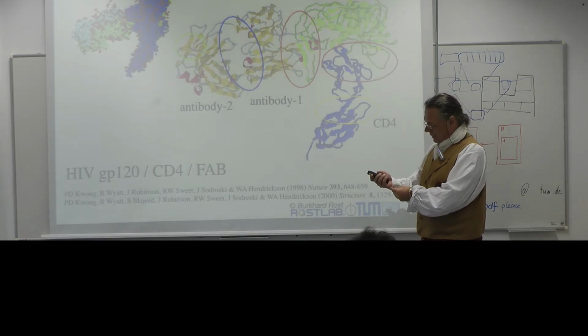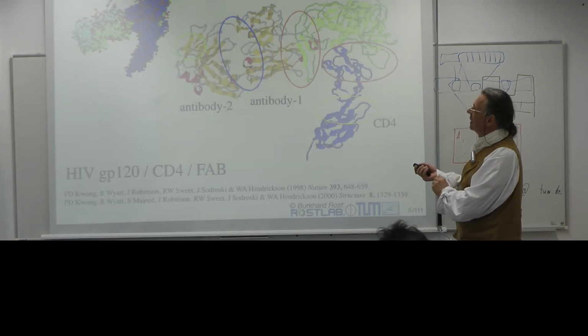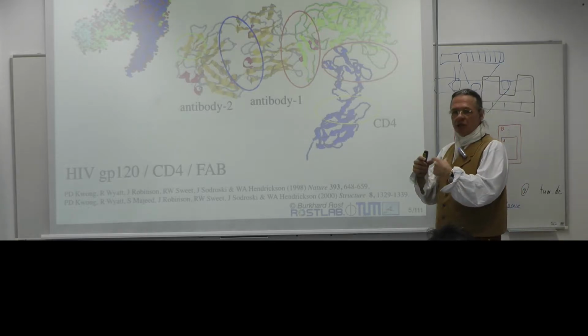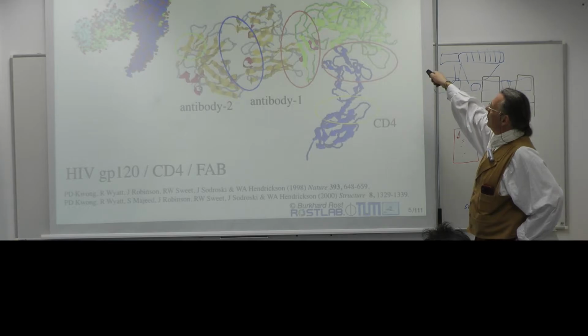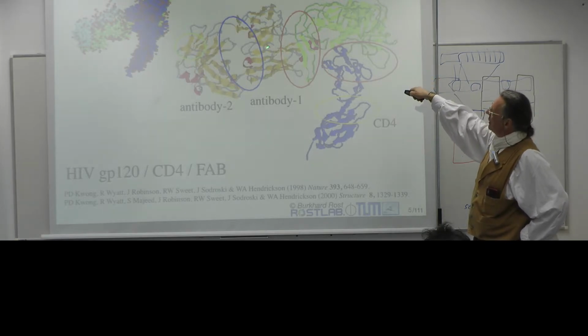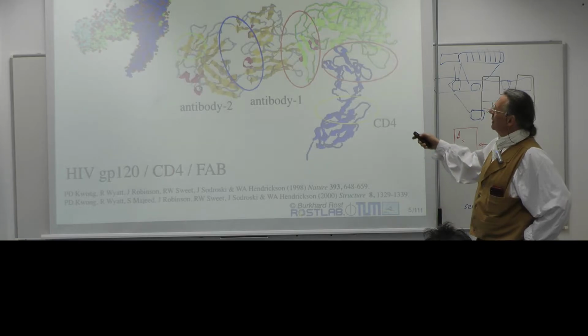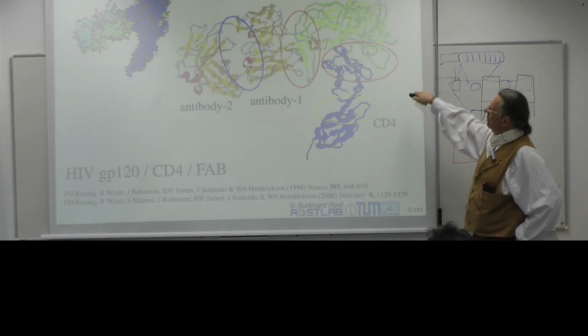Again, to repeat, protein interactions for us in this context are when two proteins actually contact each other. So this glycoprotein in green here, 120, so-called GP120, is in contact with antibodies. The green one is in contact with the gray, yellow, and pinkish here. And it is also in contact with the CD4, with the blue.